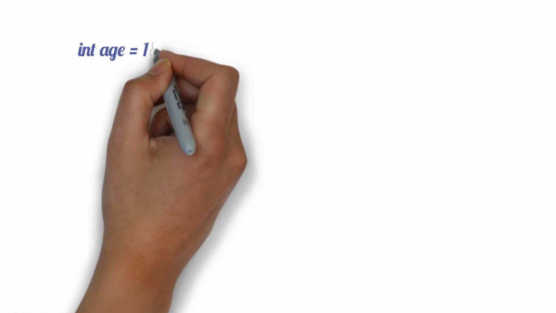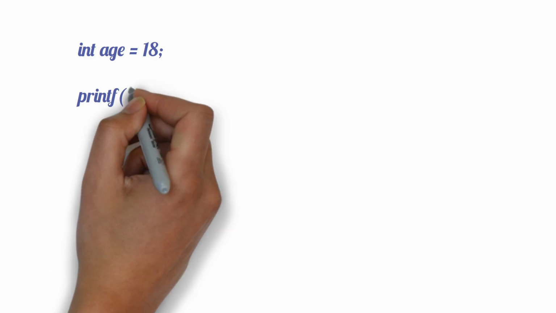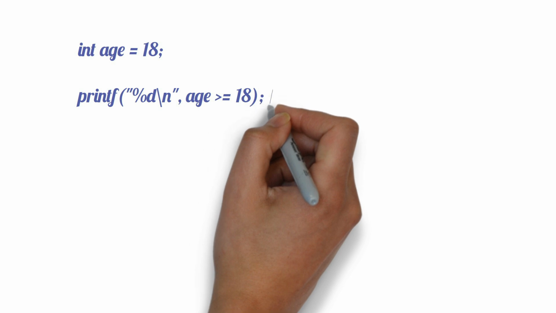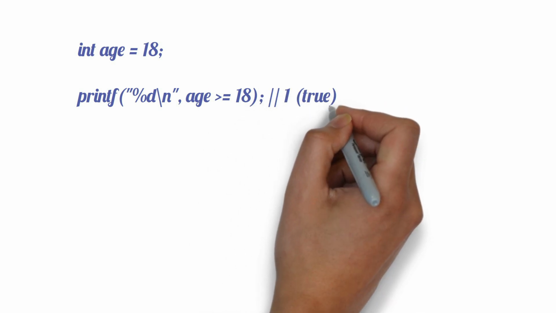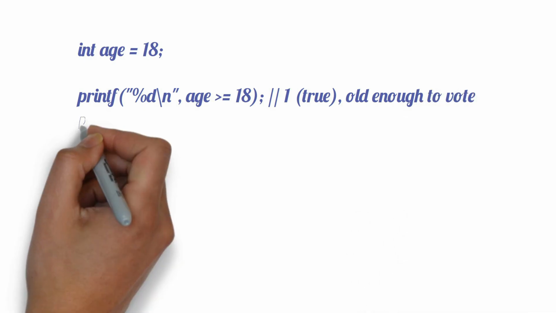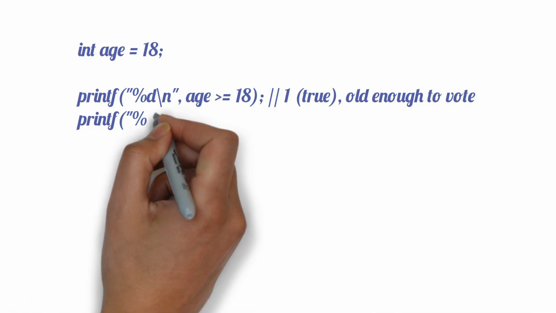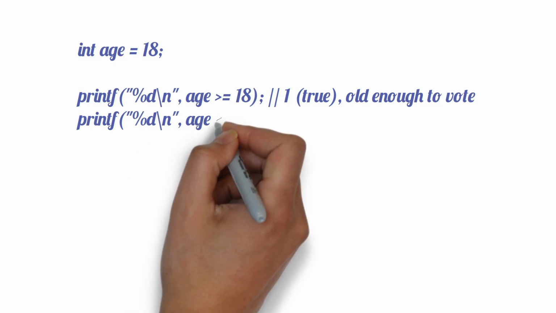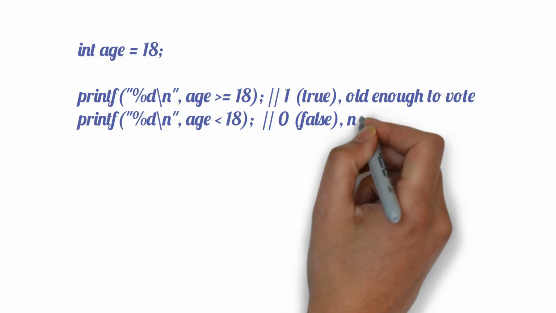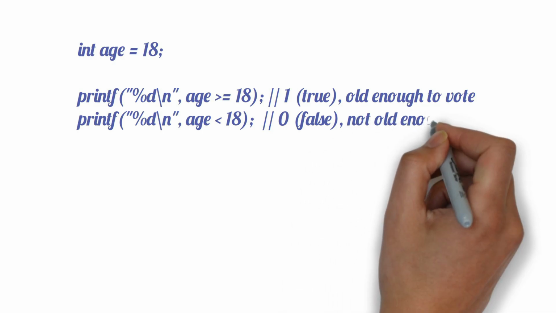Now, let us see one more example on this. I am initializing age as 18. Then I am printing an integer value, that is %d, and age is greater than or equal to 18. I am checking the condition whether the value of age is greater than or equal to 18. As you all know, the value of age I have declared as 18. So that means this is true. So it will return 1 in this case.